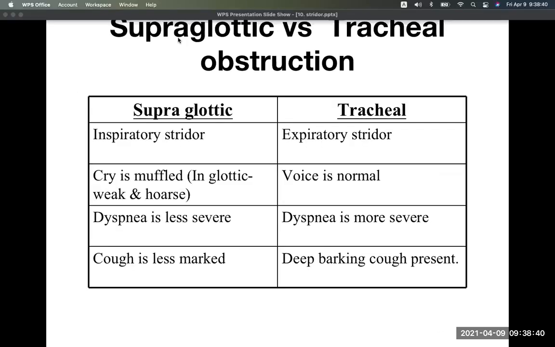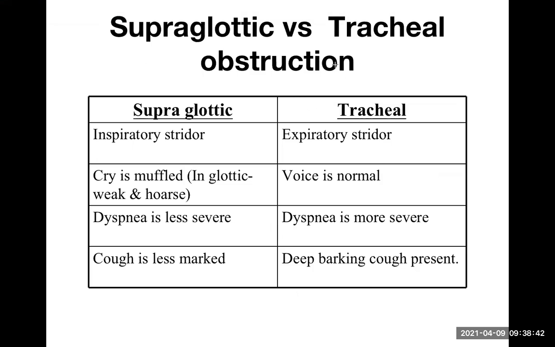Now, let's distinguish between supraglottic and tracheal obstruction. Supraglottic, remember, gives rise to inspiratory stridor, whereas tracheal obstruction, if it is the distal trachea, is expiratory, and if it's the proximal trachea, it is biphasic. So inspiratory stridor is more common in supraglottic, and here it is expiratory. The cry is muffled. In glottic, the cry is weak and hoarse.